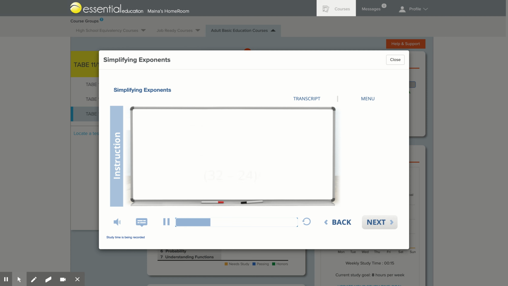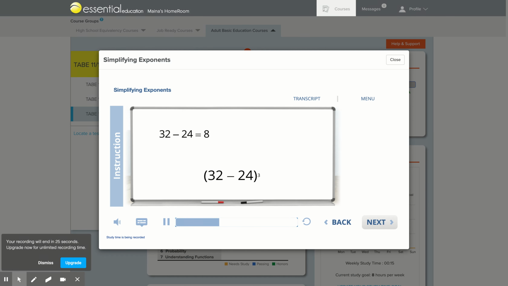Here's another expression, the quantity 32 minus 24 to the 3rd power. To simplify, do the parentheses first. 32 minus 24 is 8. 8 to the 3rd power is 8 times 8 times 8. This is 64 times 8, which is 512. That's it. How about trying a practice problem?